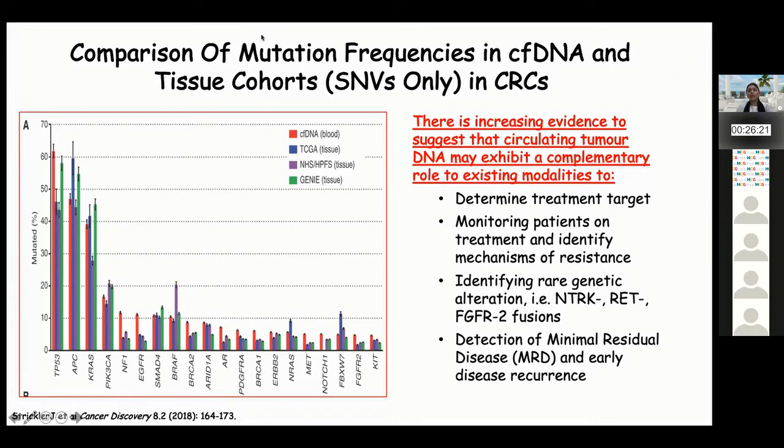And so when you're thinking about liquid biopsies, there's increasing evidence to suggest that circulating tumor DNA may exhibit a complementary role to the existing modalities that we already have, such as tissue profiling, to determine treatment targets, to monitor patients, to try and identify mechanisms of resistance as well as response to therapies, to be able to identify those rare genetic alterations, and of course, detect minimal residual disease.